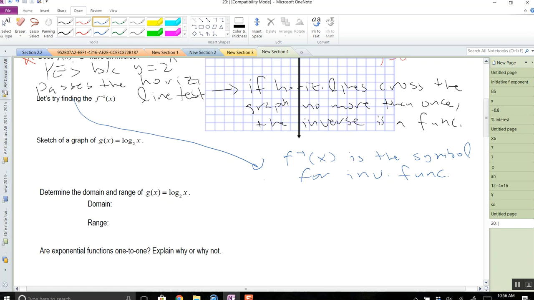So what you need to do is switch x and y and isolate y. Okay. So y equals 2 to the x. When you switch x and y, what happens? You get x equals 2 to the y. Isolating y is a little tricky to do.